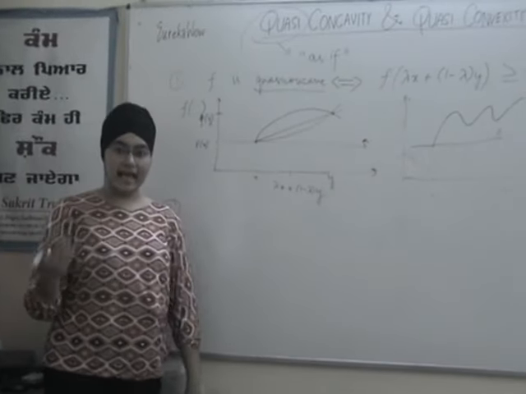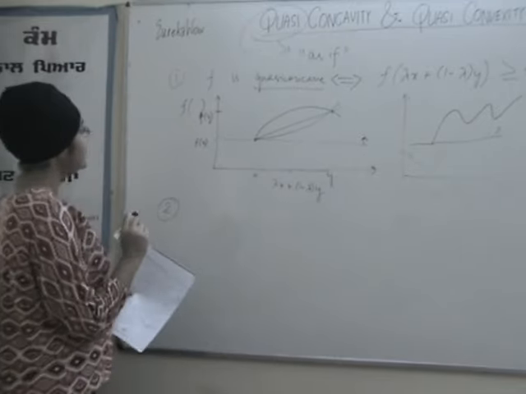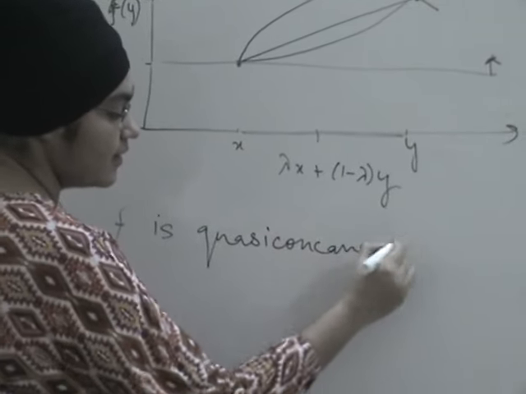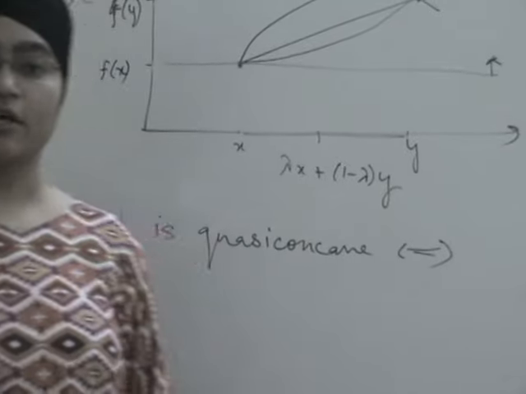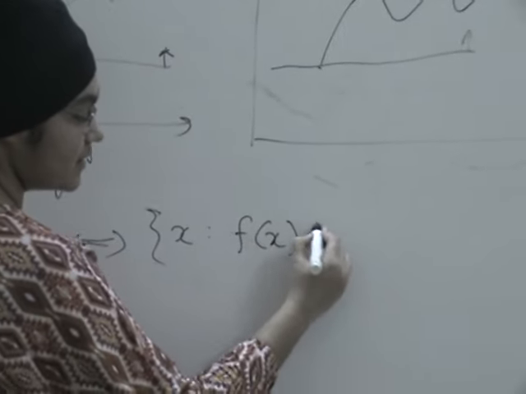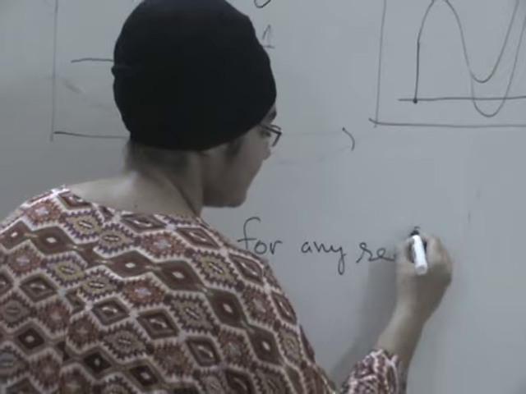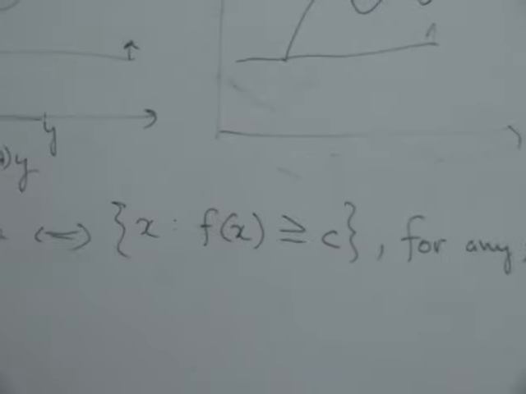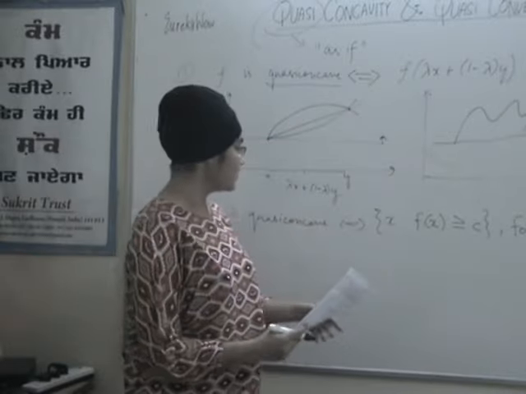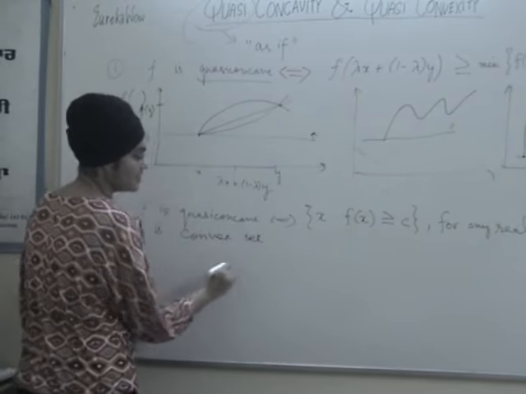Now the second definition is helpful if you're thinking about a function in maybe three dimensions or in higher dimensions. So in that case we say a function f is quasi-concave if and only if the upper contour set, now what is the upper contour set? It's just the set of all x for which f(x) is greater than or equal to c, where c is any real number. So the definition says a function is quasi-concave if the upper contour set is a convex set for any real c.